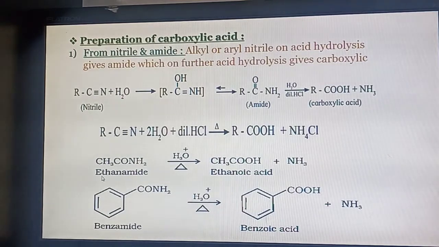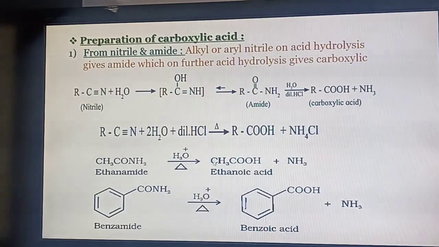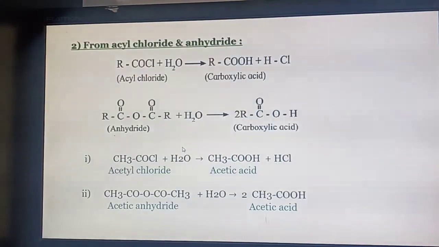Here, when ethanamide undergoes hydrolysis, it gives ethanoic acid plus ammonia. Another example is when benzonitrile reacts with water, it gives benzamide, which on acid hydrolysis gives benzoic acid. So this is the method of preparation of carboxylic acid from nitrile and amide.